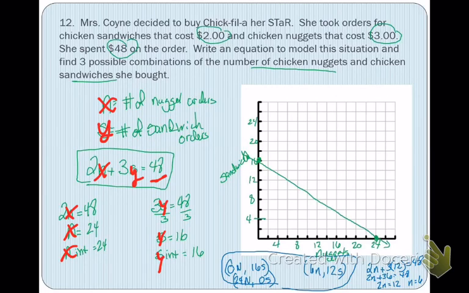Well, $48, that means that you take the number of nuggets ordered and multiply it by 2. Actually, these are reversed, aren't they? So x should be the number of sandwiches, and y should be the number of nuggets.